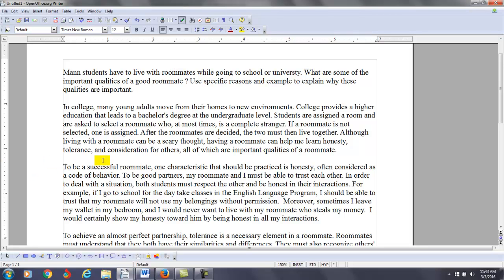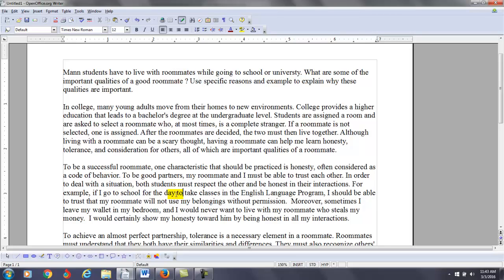To be good partners, my roommate and I must be able to trust each other. In order to deal with the situation, both students must respect the other and be honest in their interactions. For example, if I go to school for the day to take classes in the English language program, I should be able to trust that my roommate will not use my belongings without my permission. Moreover, sometimes I leave my wallet in my bedroom, and I would never want to live with a roommate who steals my money.